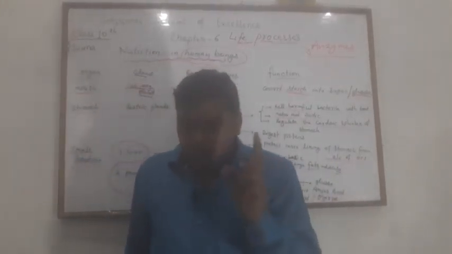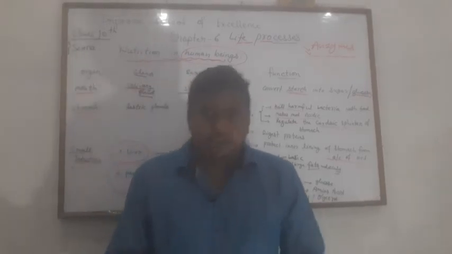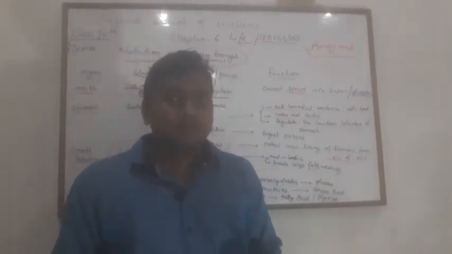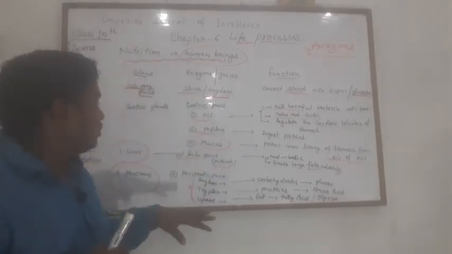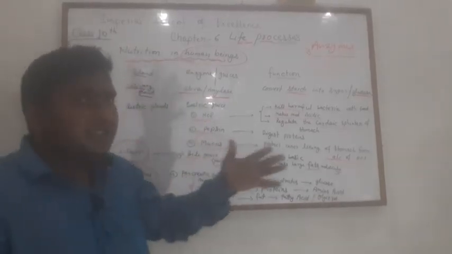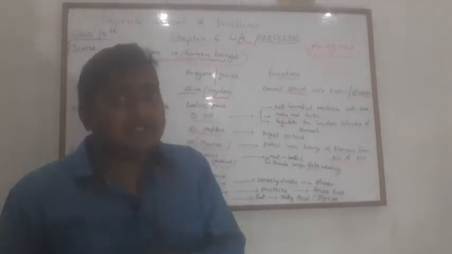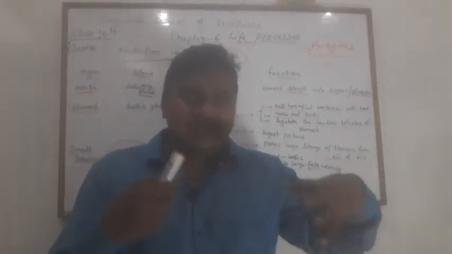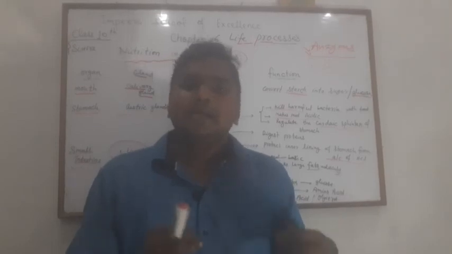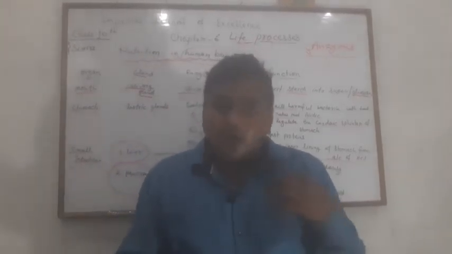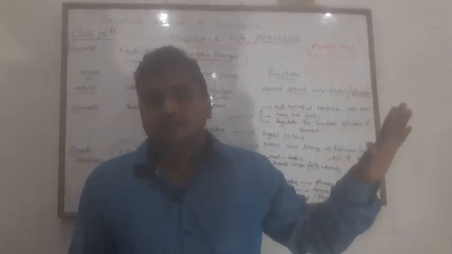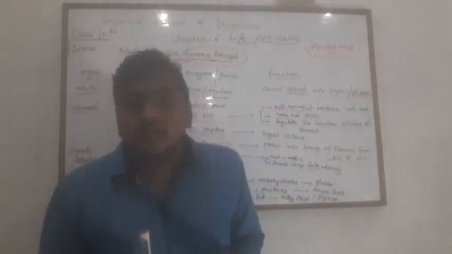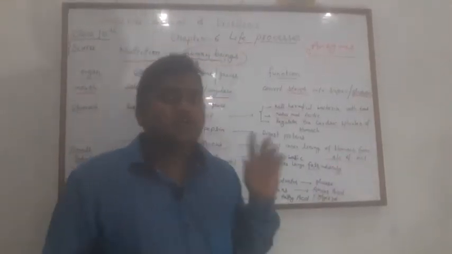Okay, so next thing, egestion. The waste material, the remaining undigested food, will go next into the large intestine, where the excess water gets absorbed, and the rest of the material goes out through the anus. Hope you have understood and it is very clear.